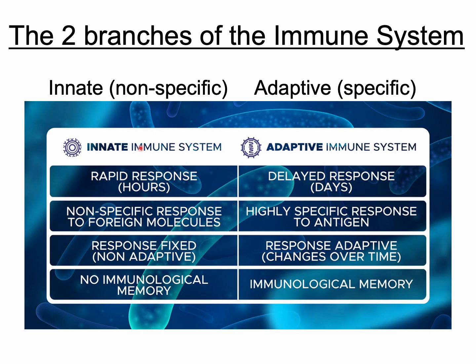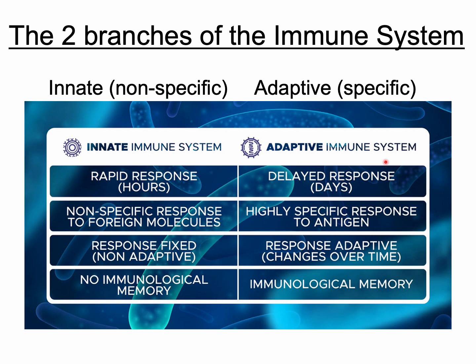So the innate immune system is our rapid response. It occurs within minutes or hours of something foreign being introduced to our body. It is non-specific, so anything that seems foreign to our body, our innate immune system is like, get it out of here. It is response fixed or non-adaptive. So it has the same response every single time something foreign is introduced to it. And there's no memory involved with the innate immune system.